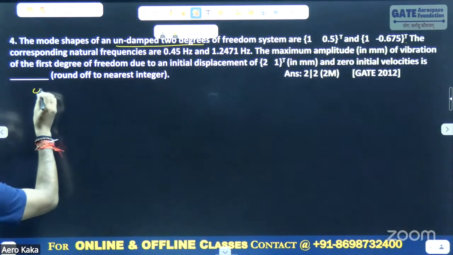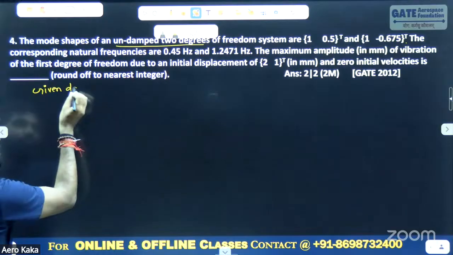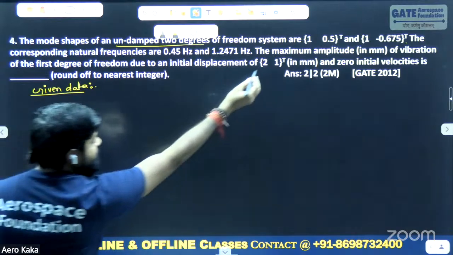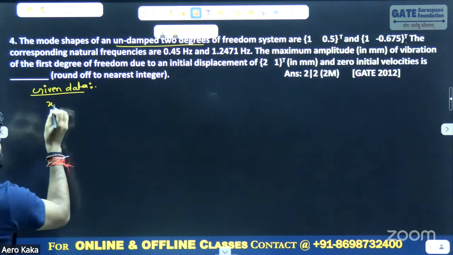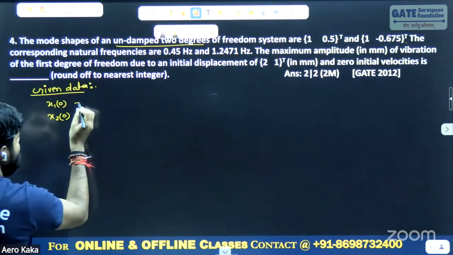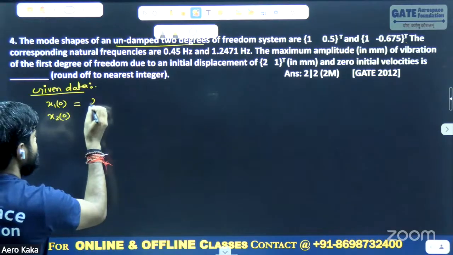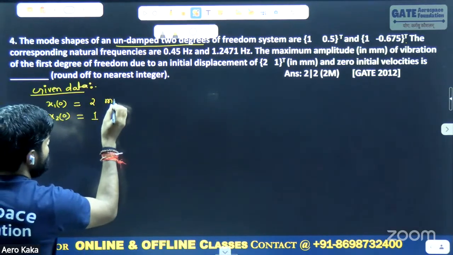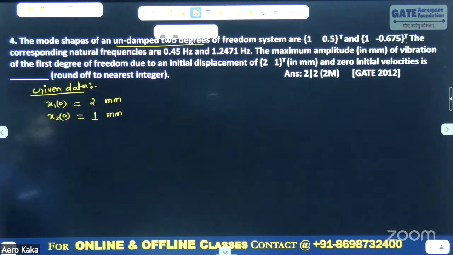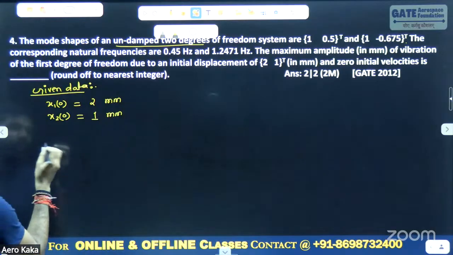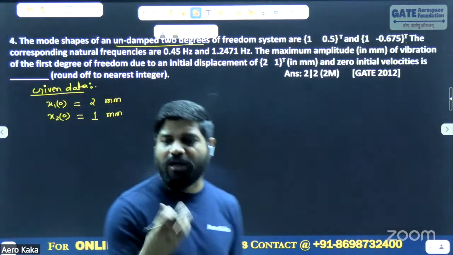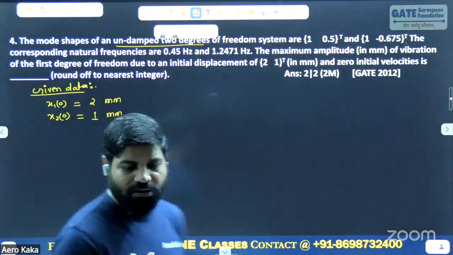So write down the given data first. What is given? It means that x10 and x20 values are given here. How much? 2 and 1. These are in mm only. Is that clear? Are you getting this one or not? And 0 initial velocity. So how to write down the velocities? If x1 is the displacement, then x1 dot and x2 dot are going to be the initial velocities only. And what do you mean by 0?